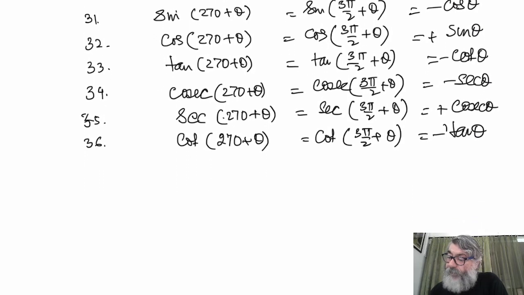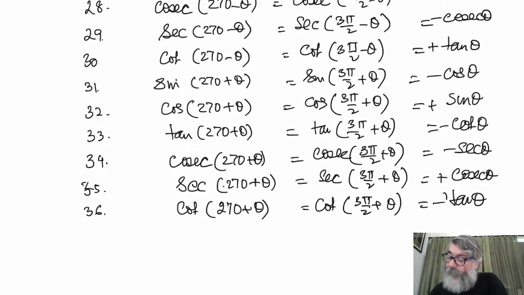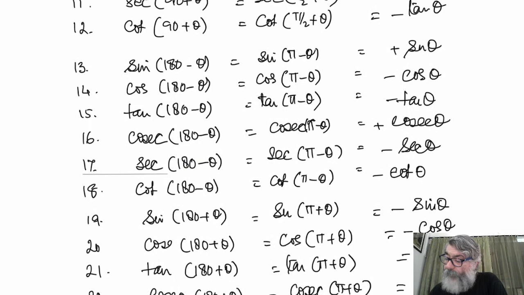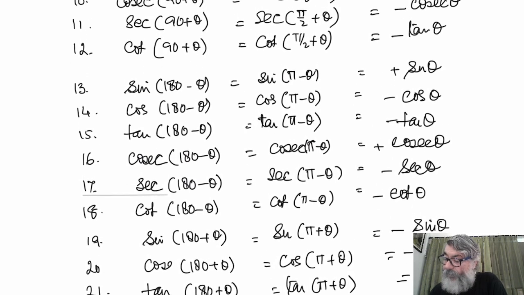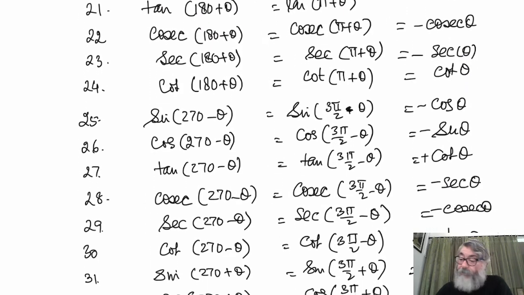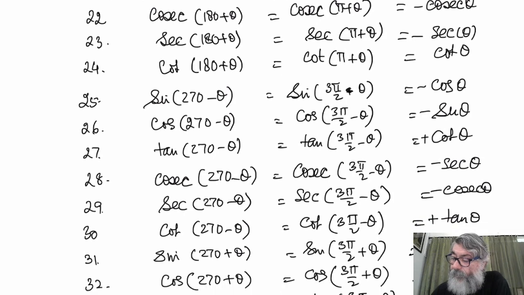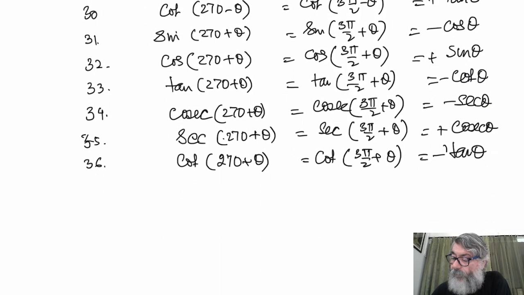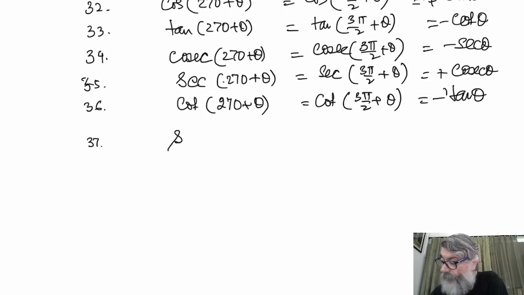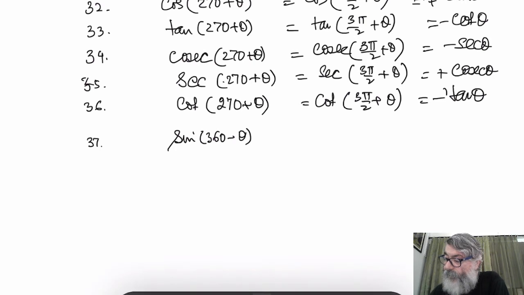So we have discussed 90 minus theta, 90 plus theta, 180 minus theta, 180 plus theta. Then we discussed 270 minus theta, 270 plus theta. Now let us talk of 360 minus theta, 360 plus theta. Sine 360 plus theta, or we start with negative. 360 minus theta. So sine 360 means 2 pi minus theta.